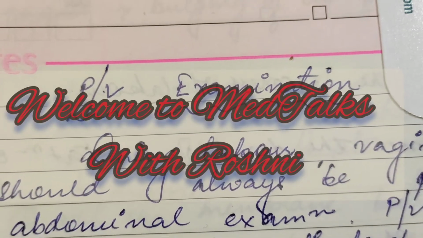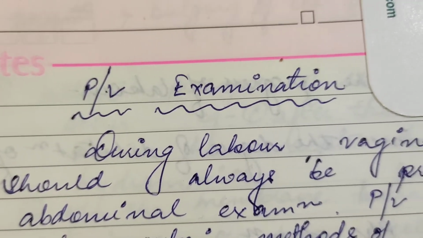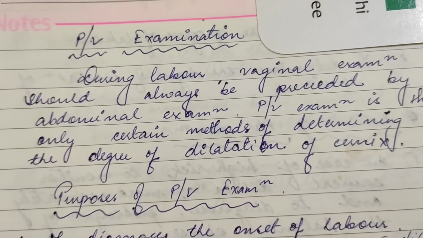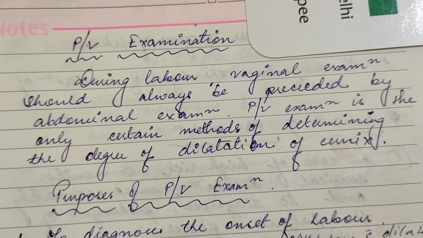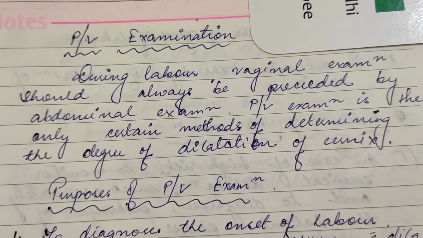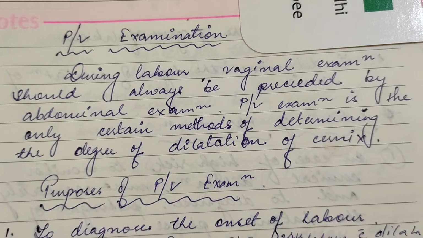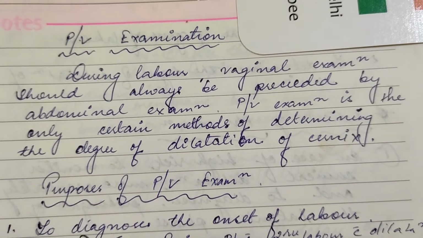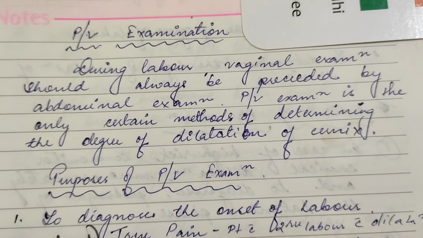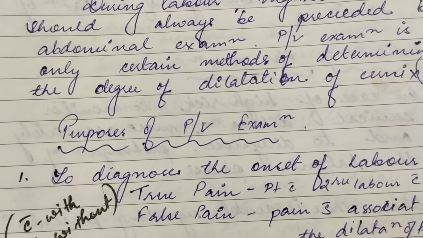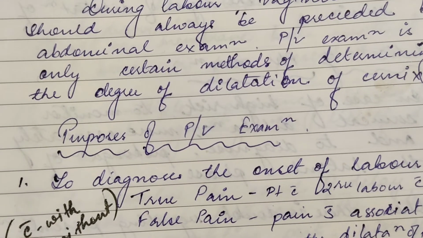Note on pervaginal examination or PV examination. First, the definition. During labor, vaginal examination should always be preceded by abdominal examination. Pervaginal examination is the only certain method of determining the degree of dilatation of cervix. A little bit of information: I have written some words in short form. I hope you get it.